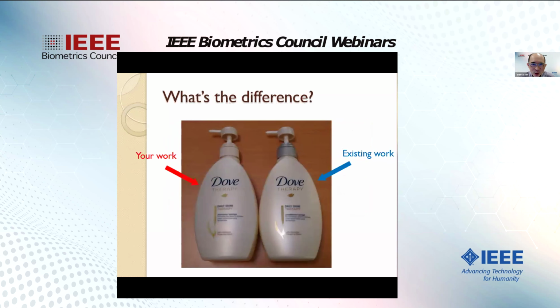So here's another way I want to share this to reinforce this message. What's the difference here? Feel free to type in the chat. Here are two bottles, one representing your work, the bottle on the left, and the bottle on the right, existing work. Tell me what's the difference. Quickly type in the chat. If you can. Anyone? Yeah. Color of the cap. Yeah, color of the cap. Great, great.